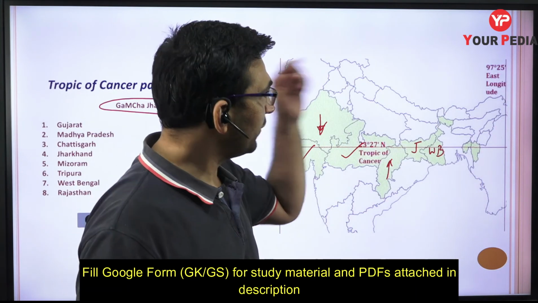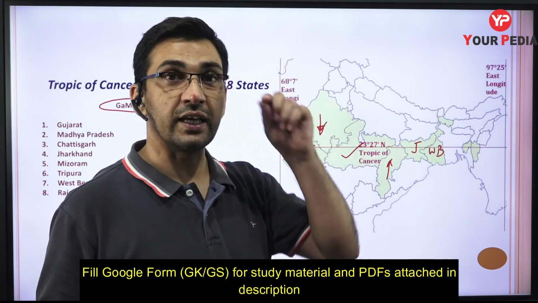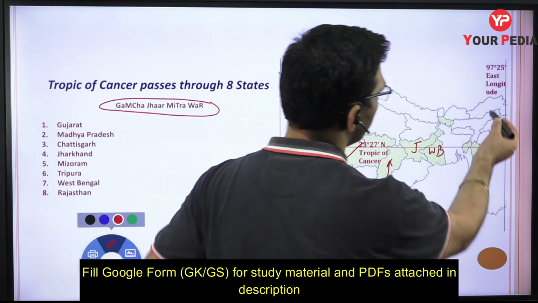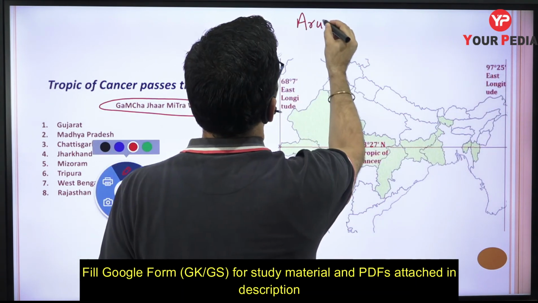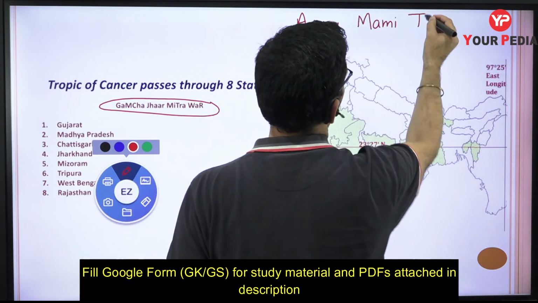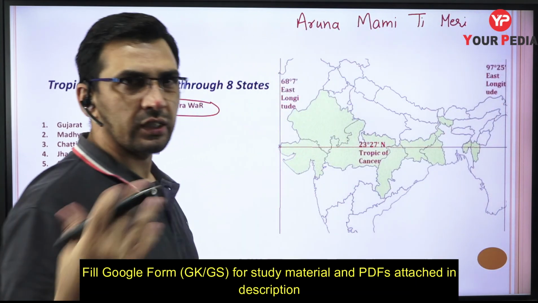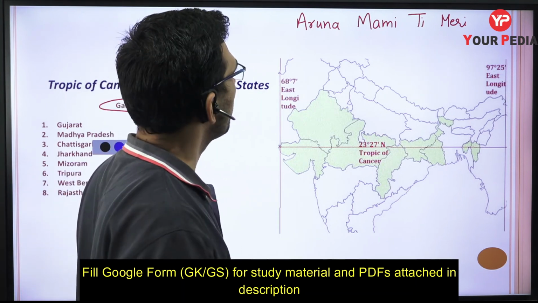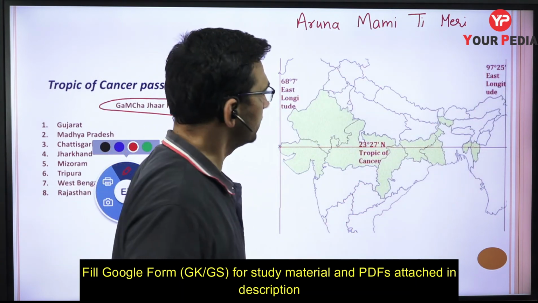Now, for that you need to have an idea of how many northeastern states there are and how to remember them easily, right? So see, for these states there is a mnemonic. You can prepare other mnemonics which you think are simpler, but this seems to be simpler, right? You see, Aruna Mummy Thi Meri, right? This is how you can remember it.